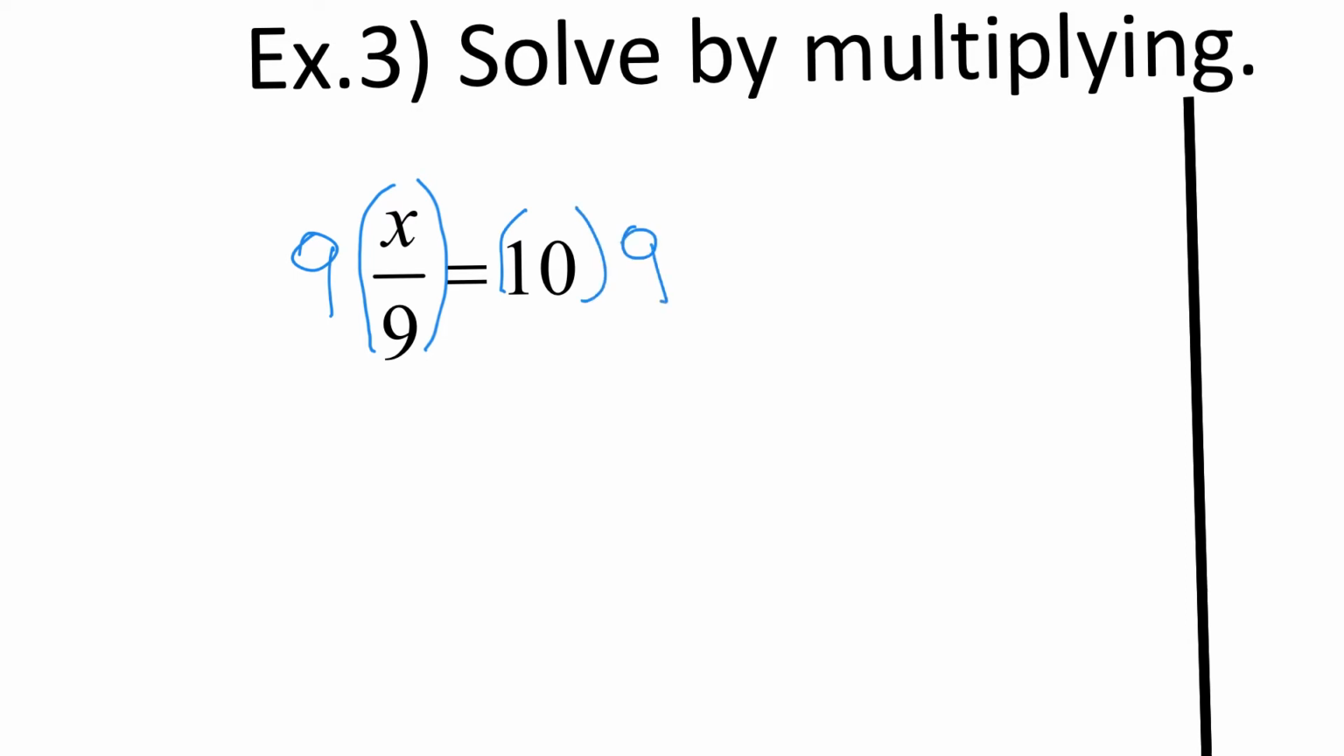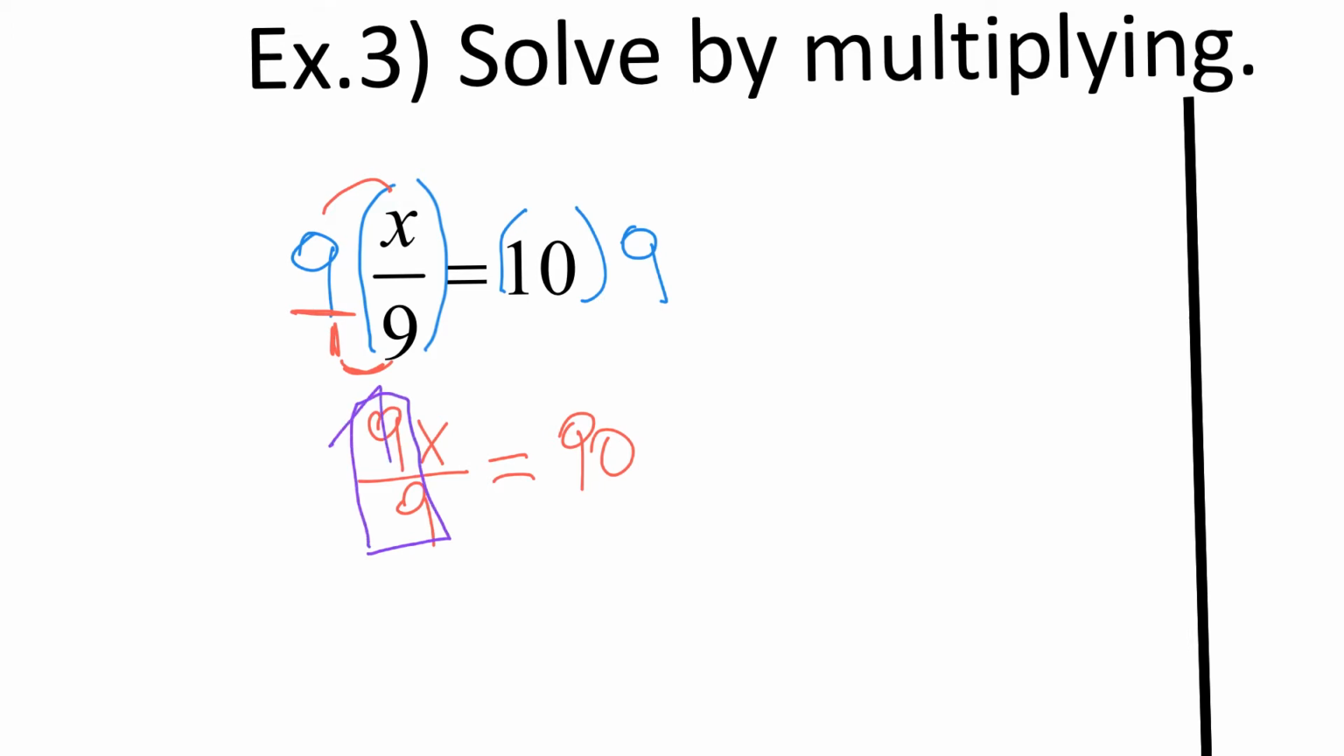So when you guys multiply, you can put a 1 under this 9 here because we have a fraction inside the parentheses. You can multiply the top, 9x, and you multiply the bottom. 1 times 9 is 9. And the other side, 10 times 9 is 90. You guys need to simplify the fraction, or reduce the fraction.